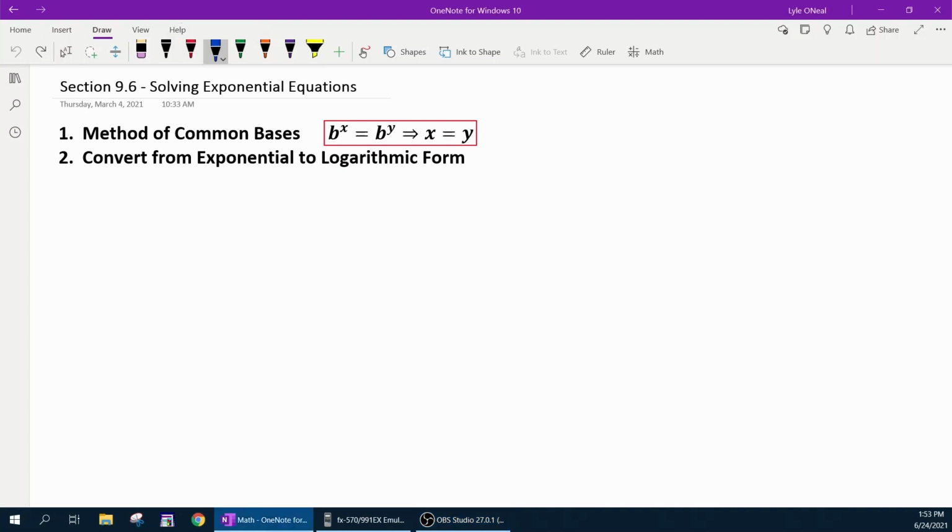The first technique we're going to focus on is the method of common bases. Now what this says is, if b to the x equals b to the y, in other words, if the bases are the same, then the exponents have to be equal. The other technique we're going to look at is converting from exponential to logarithmic form.